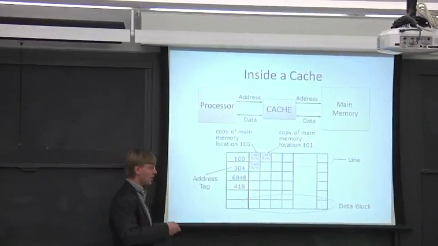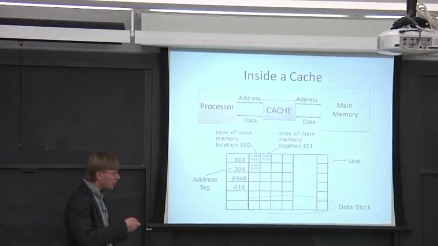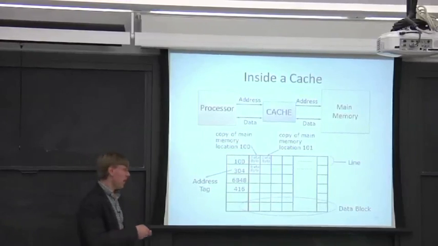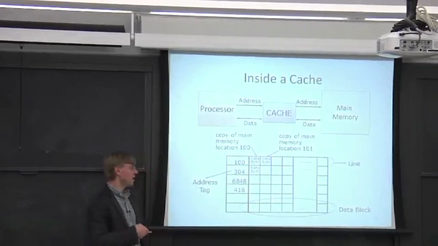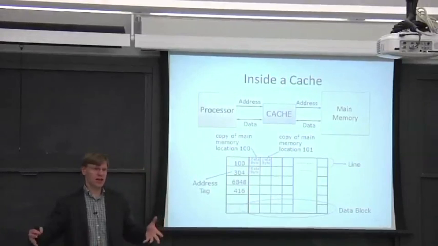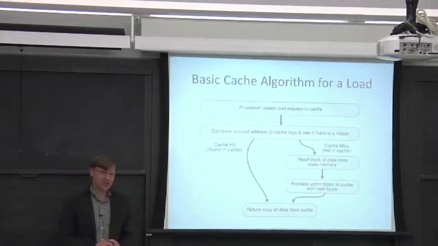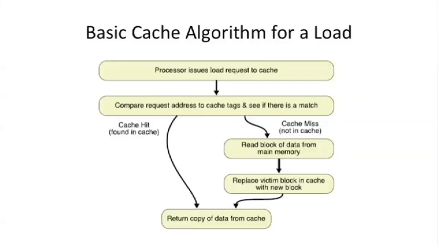I wanted to point out here, sometimes people call the whole thing here a line. A line typically includes the tag information and possibly valid bits. And the block is the actual data that you are storing. OK, so this is really a review of what the cache actually looks like. But let's step through it briefly.